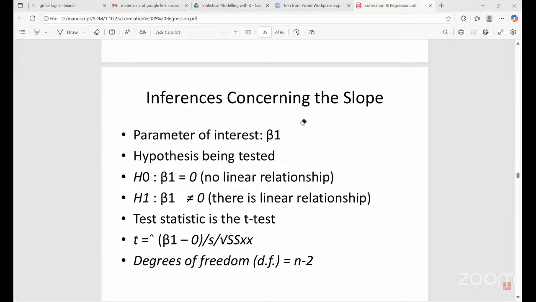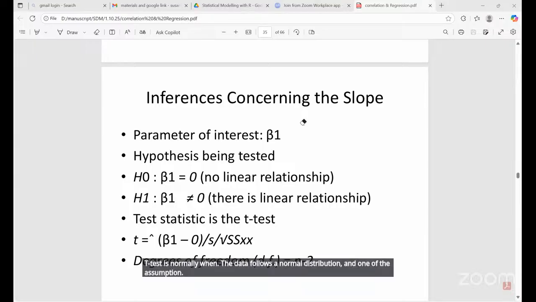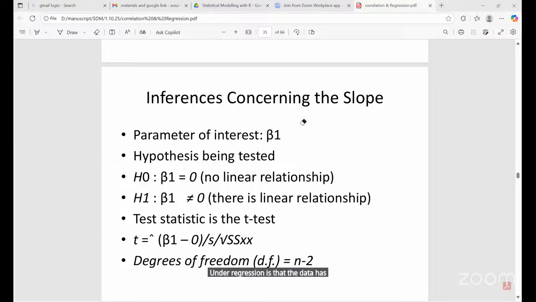Okay, I'll go in the chat. The t-test is normally used when the data follows a normal distribution. And one of the assumptions under regression is that the data has to be normally distributed. We will look at that. Is the intercept a parameter? Yes, we have two population parameters, the intercept and the slope.